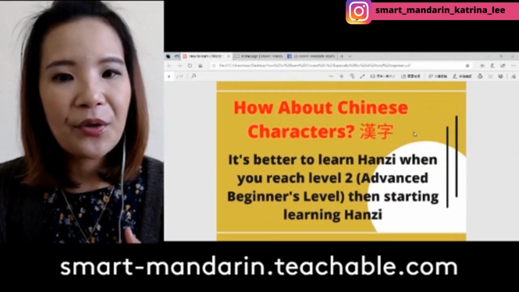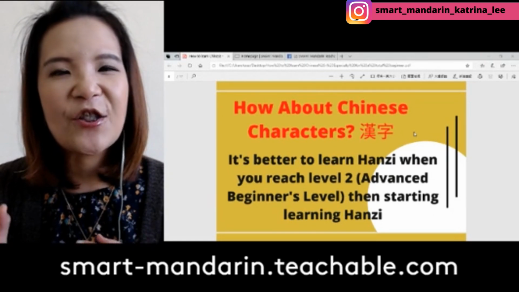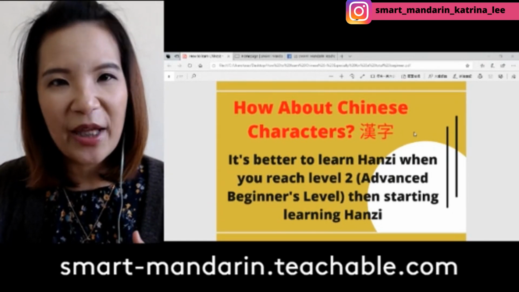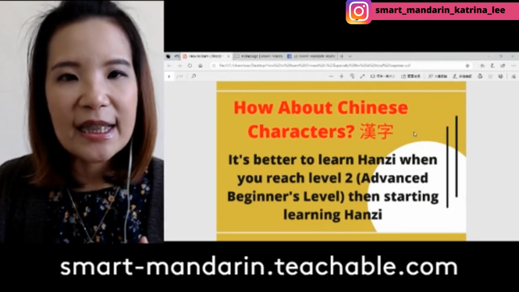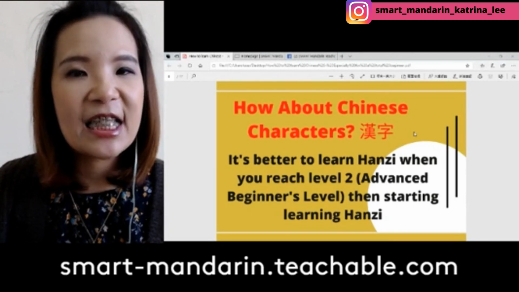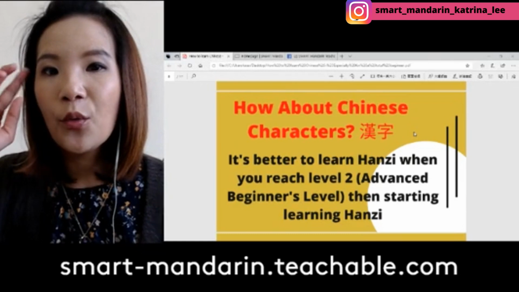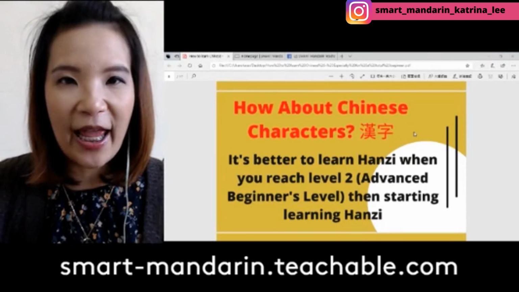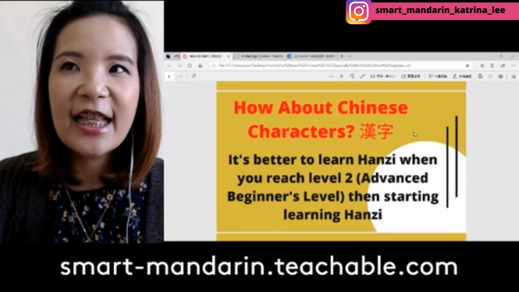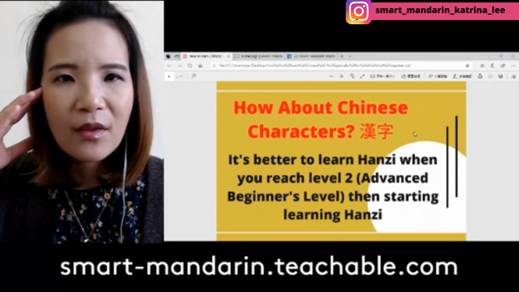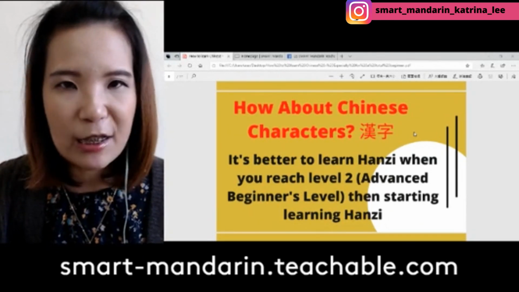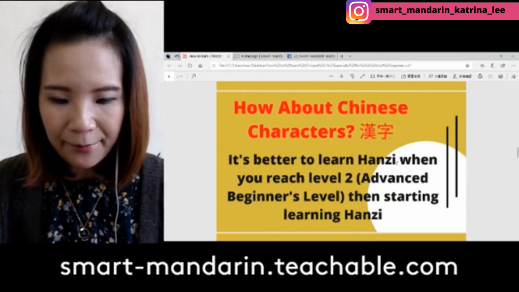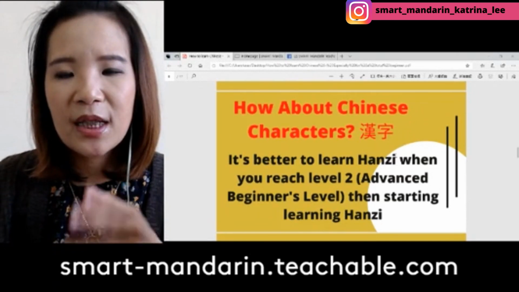When you reach level 2, you start feeling stuck because you get more and more vocab, you learn more and more words, and they sound pretty similar to you. If you don't recognize the words that you learn with the image of Hanzi. Okay, so this is my suggestion.